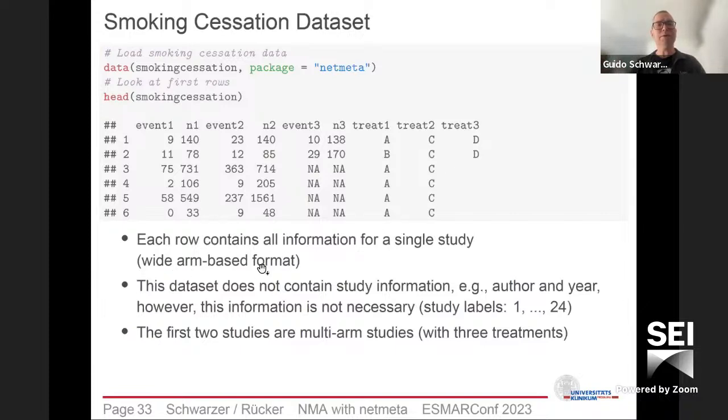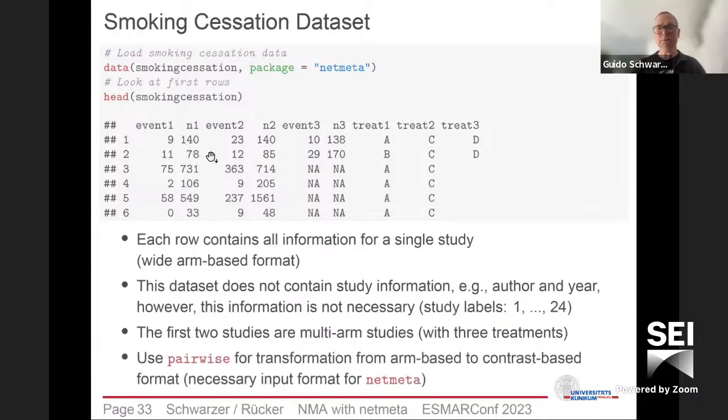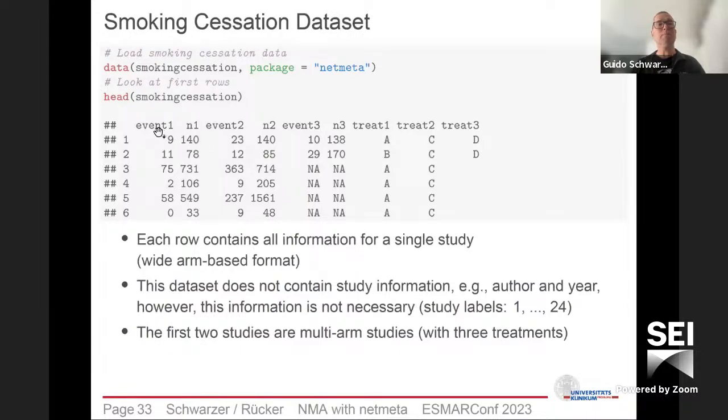And we would call this a wide arm-based format because for each treatment arm, we have a set of variables. So here, for the first treatment arm, we have the number of events, the number of participants in the treatment arm, as well as the treatment label. And also the same information for the second and third treatment arm here. What we also see is that the first two studies are 3-arm studies because we have information on 3 arms, and the others are all 2-arm studies because here we have missing values and no information on the third treatment arm.